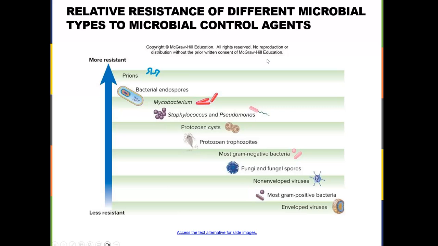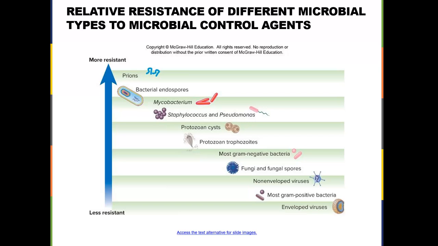Relative resistance of different microbial types. So the most resistant is prions, which are those proteins I talked to you about. They have actually tried to incinerate these guys. They've buried them, they've autoclaved them, and they're still functional. It's insane. But next would be your bacterial endospores, mycobacterium because of their waxy coat, staph and pseudomonas, protozoal cysts, protozoal trophozoites. Gram-negative bacteria are less resistant than your mycobacteria.